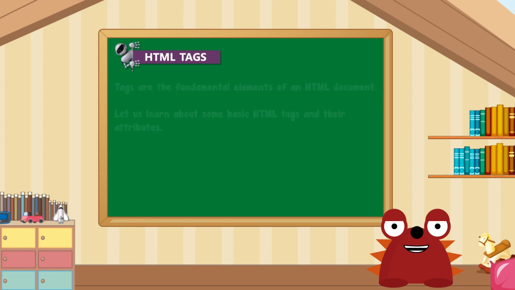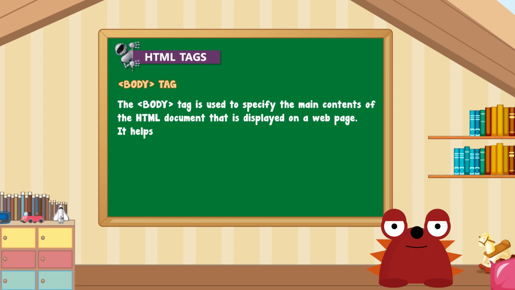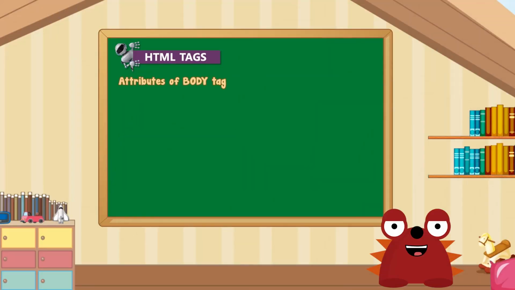The first is the body tag. The body tag is used to specify the main content of the HTML document that is displayed on a web page. It helps to define basic document layout with the help of its attributes. This is the body syntax. Let's look at the attributes of the body tag.